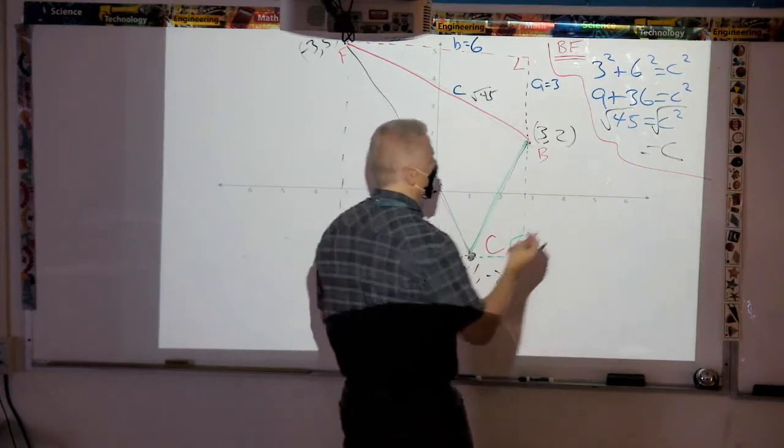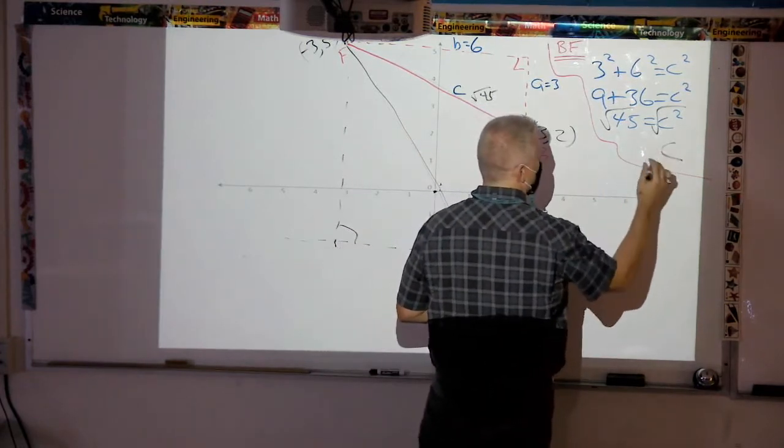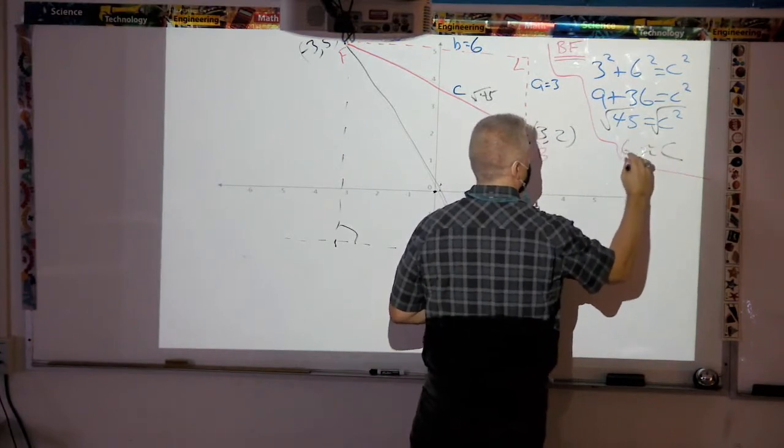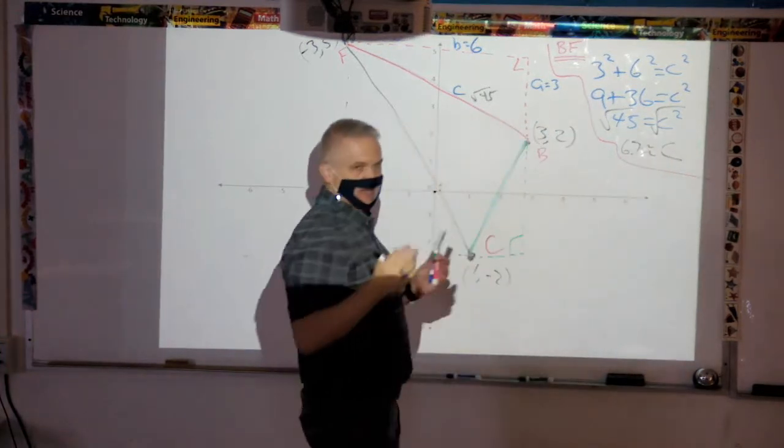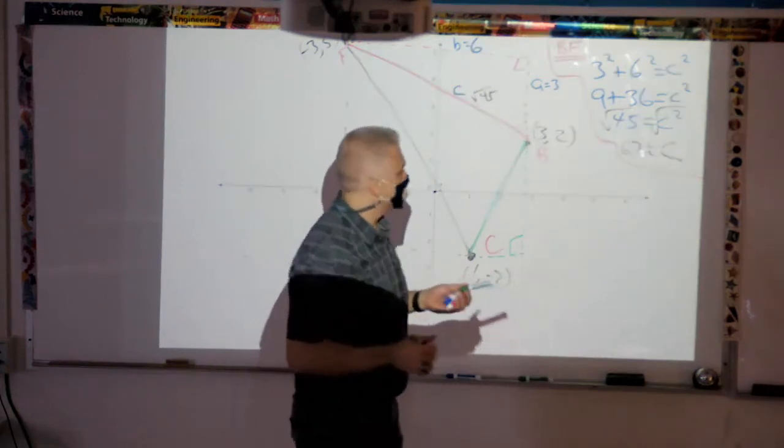6.7. Okay. Because we're rounding it, I'm going to put the approximation. So C is approximately 6.7 units long.